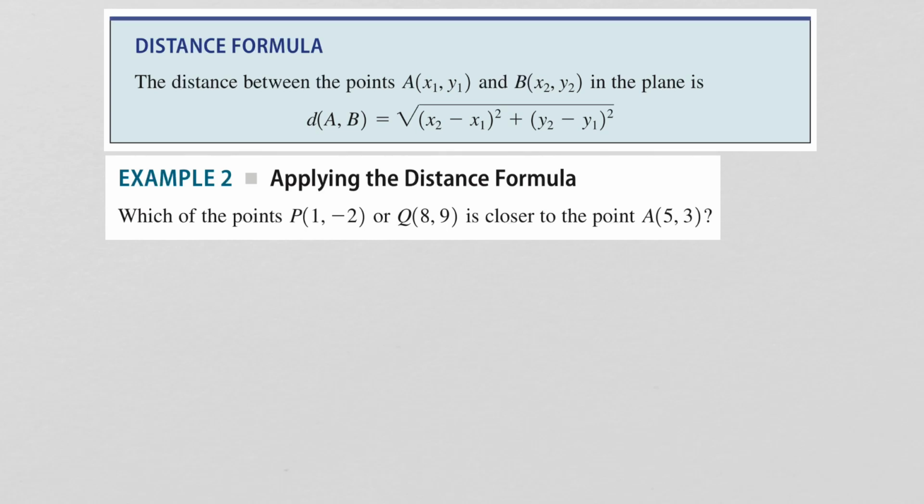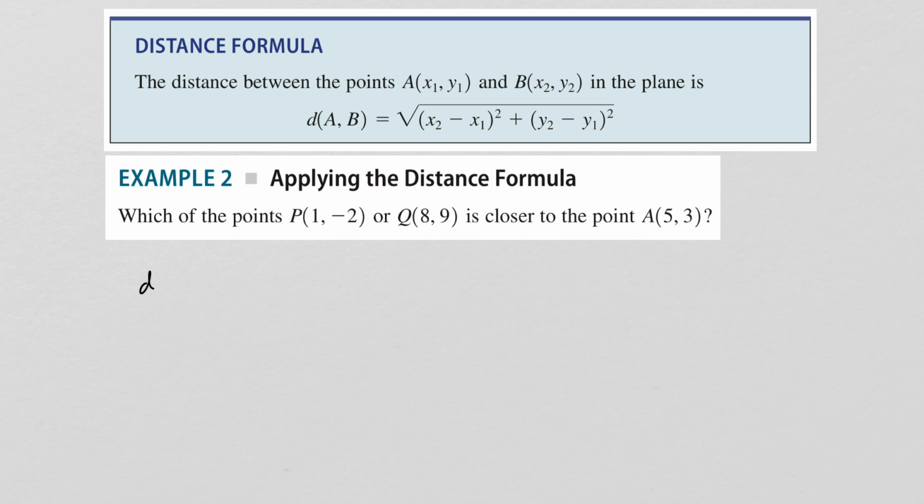Which of the points P or Q is closer to the point A? Well, to do this, we have to find the distance between P and A, and then the distance between Q and A. So let's go ahead and do that.